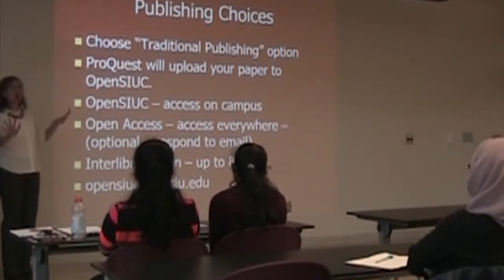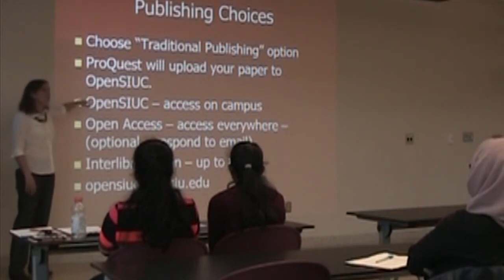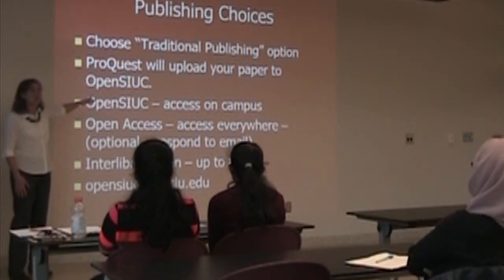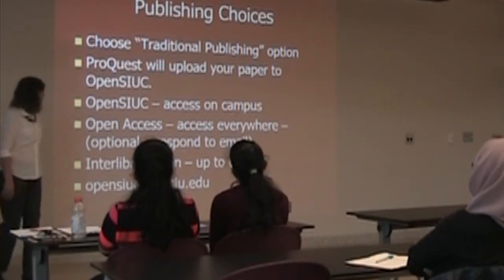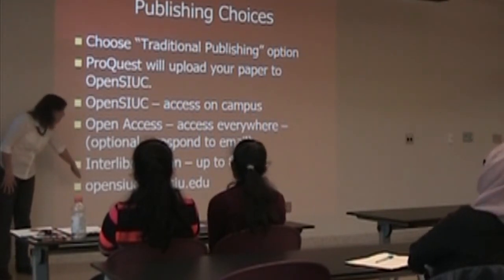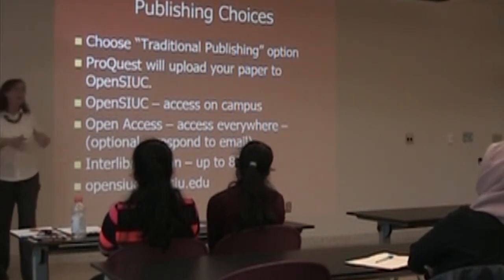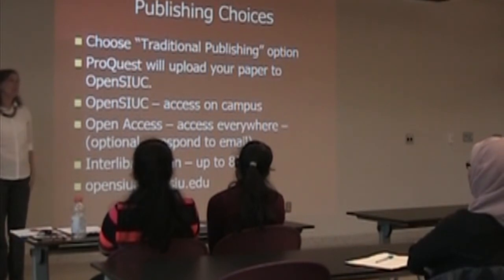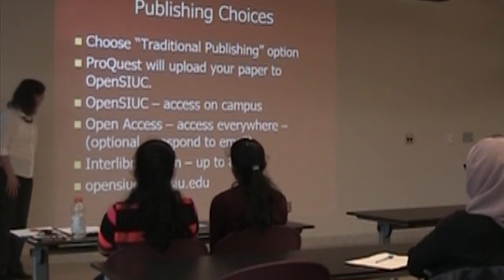If you say no or you ignore that email, then your paper will only be available for people who are on campus. And that's through the OpenSIUC, and they'll just keep it there. If you don't get the email and you want it out on the World Wide Web, you can send an email to OpenSIUC at lib.siu.edu and just say, I didn't get the email, but I want my paper available open access. So you can still have it done.